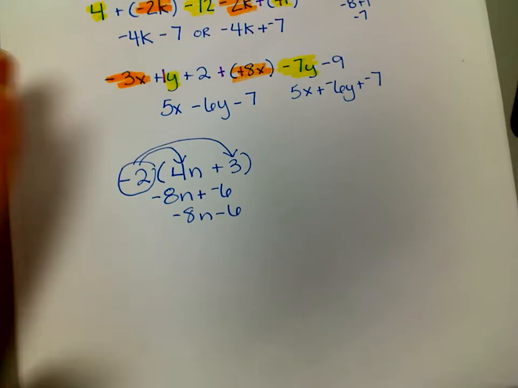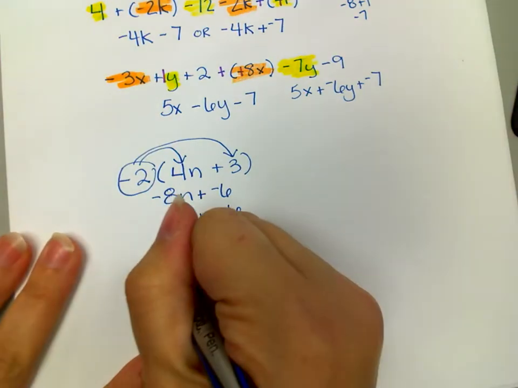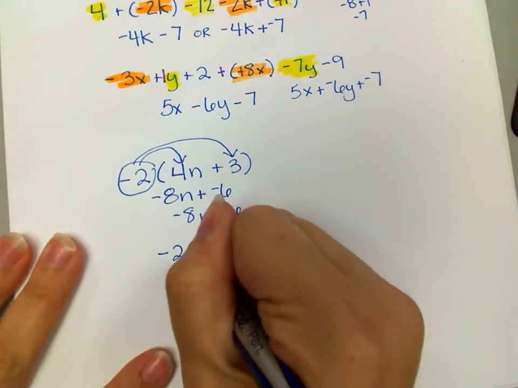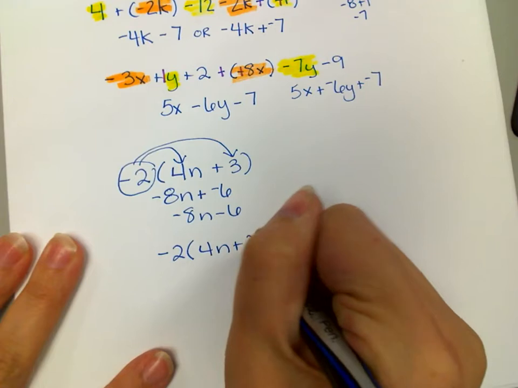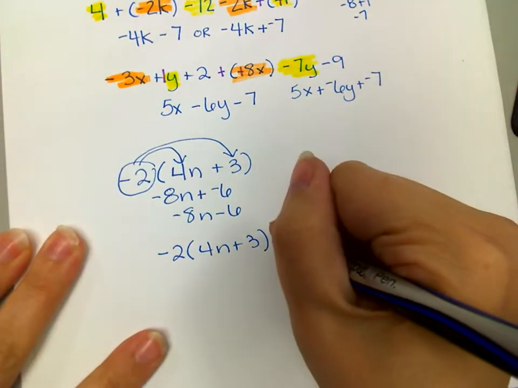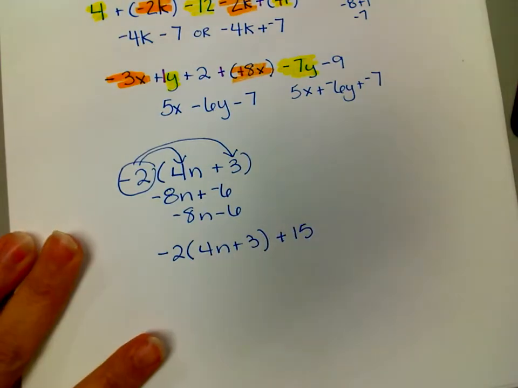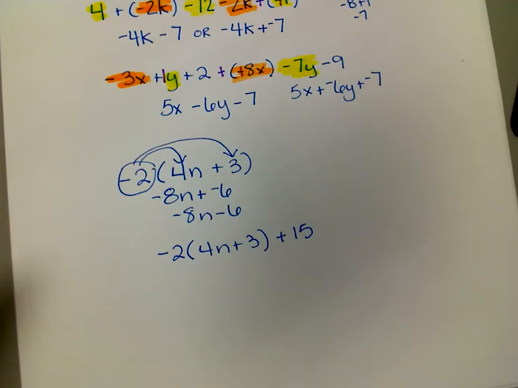Okay, so now let me take that same problem and take it a step further. If I had negative 2 times 4n plus 3 plus 15, sorry. Okay, again, I'm going to take that negative 2 and distribute it to begin with.